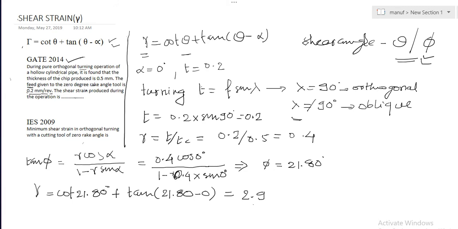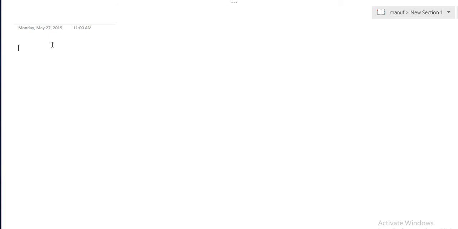Now we have to find out, in the IES 2009 question, the question asked is: minimum shear strength in orthogonal turning with a cutting tool of 0 rake angle is. So this is for the IES 2009 question. Minimum shear strength in orthogonal turning with a cutting tool of 0 rake angle.